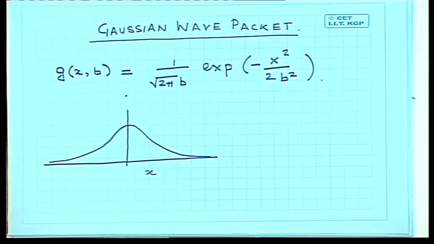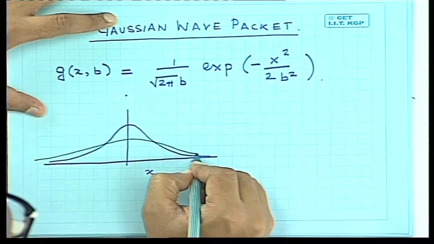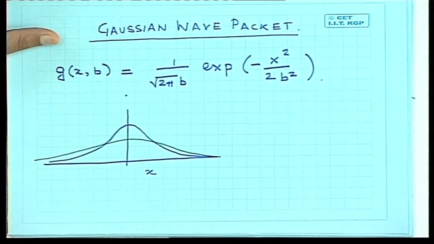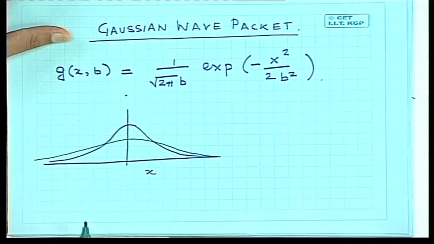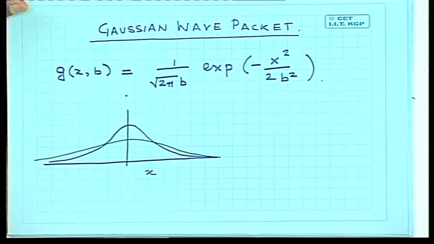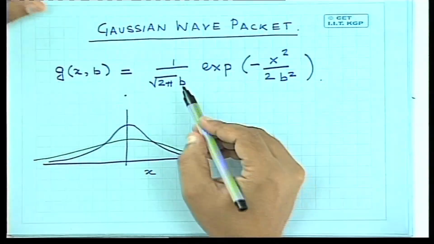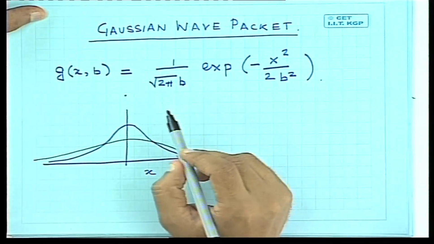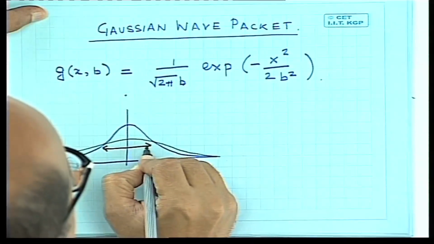If I increase the value of b, then the Gaussian gets more spread out. So this is a smaller value of b. As I increase the value of b, the function gets more spread out. Also, the amplitude of the function falls. The width of the Gaussian is characterized by this parameter b. The larger b is, the wider is the Gaussian. So the width is something like this.